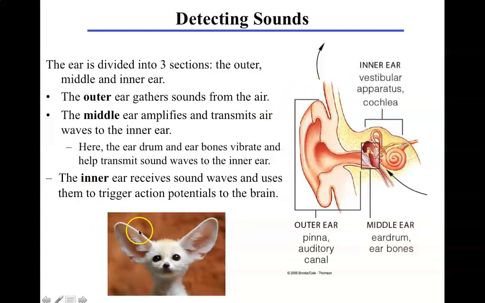He's got huge ears, right? Kind of like a baby Yoda going on here, except it's a fox. And so this huge outer ear is going to collect more sounds. So the bigger the outer ear, typically, the better you're going to be able to hear low sounds. If you want to improve your hearing, you can actually do that by increasing the size of your outer ear.